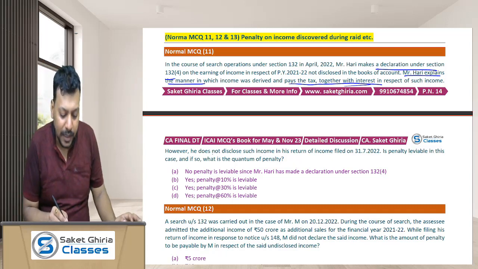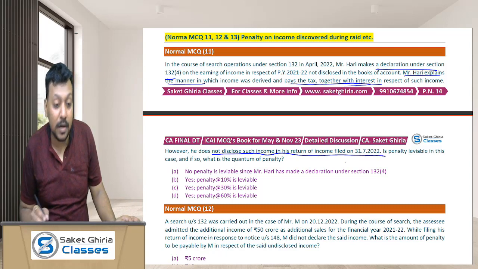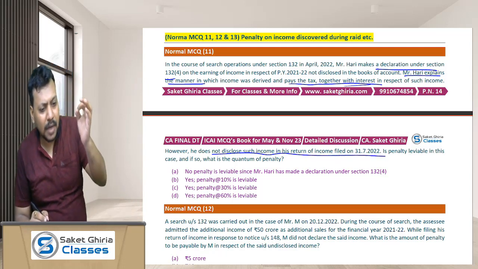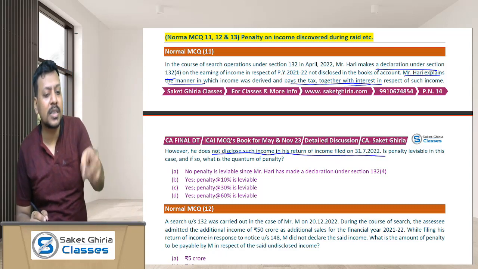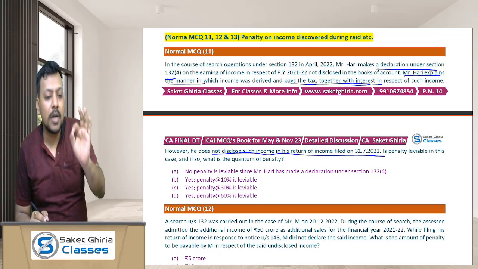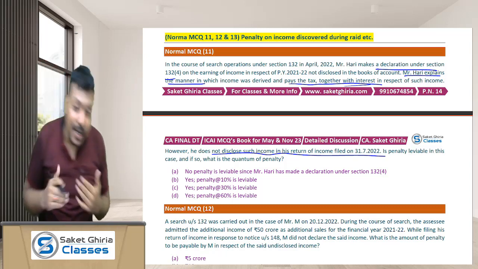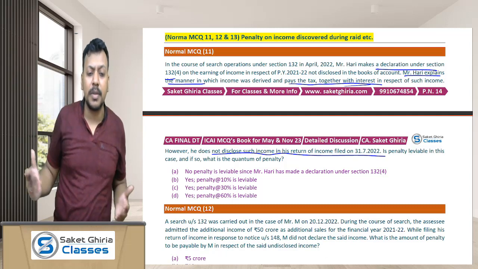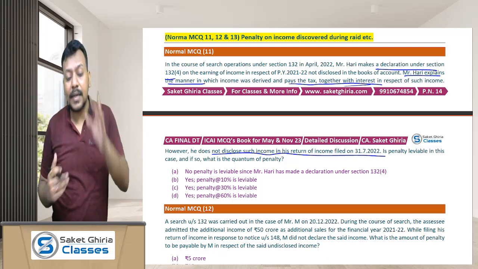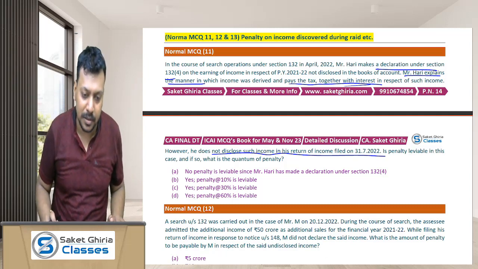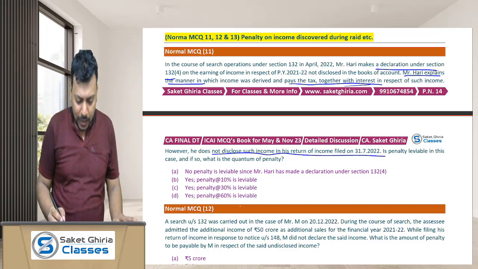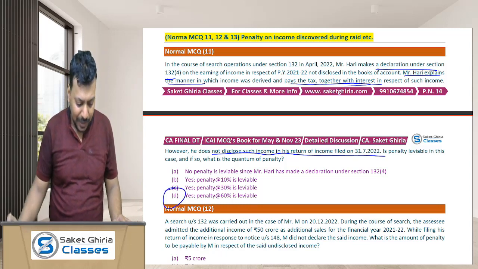But sir, however, he does not disclose the income in the return of income filed. So Mr. Hari has not completed all the steps. So Mr. Hari will not be considered to have made the voluntary disclosure. As Mr. Hari has not made the voluntary disclosure, the higher rate of penalty of 60% will be applicable in this case. I hope you guys are clear. It is clear to you guys. So the correct option is going to be D.